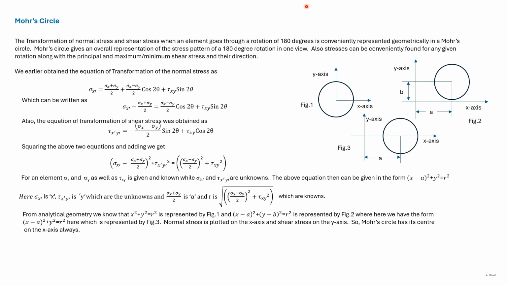So the locus of sigma x dash and tau x dash y dash is in the form of a circle with its center on the x-axis at a distance a from the y-axis, where a, as earlier mentioned, is sigma x plus sigma y divided by 2. This circle is referred to as the Mohr circle.